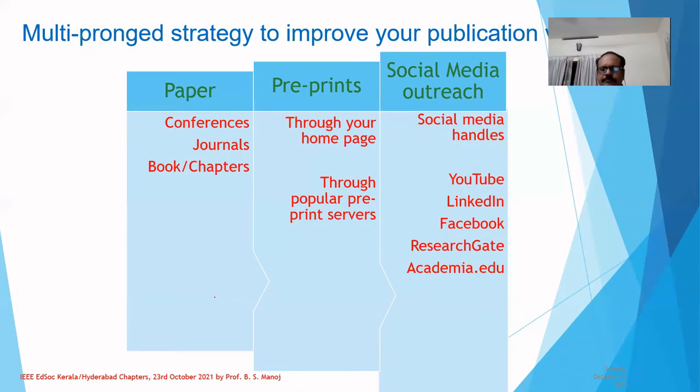So let me just summarize a strategy of visibility improvement for the publications. Either you publish the paper through a conference, journal, or book chapter.